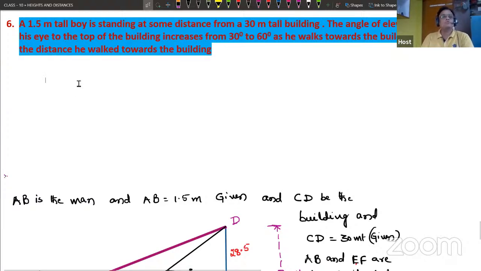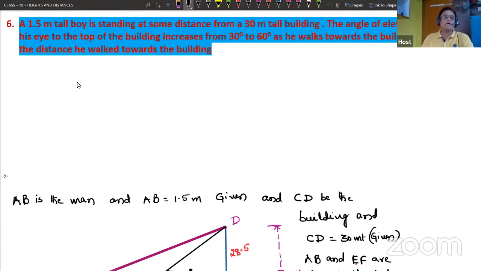Now, today, let us solve some problems from exercise 9.1 from class 10 textbook. Problem number 6. Let's read this question now. I'll read the question for you.